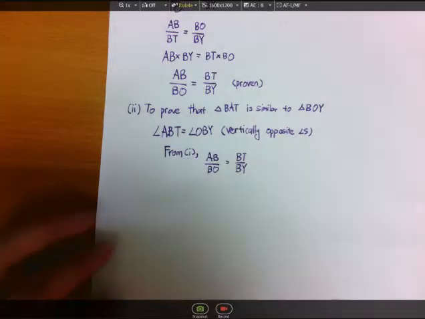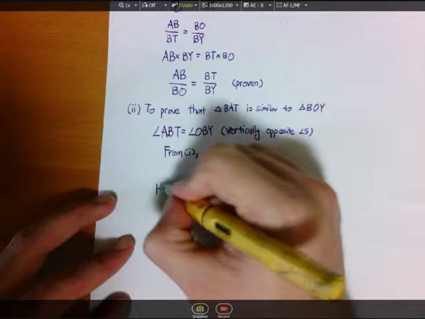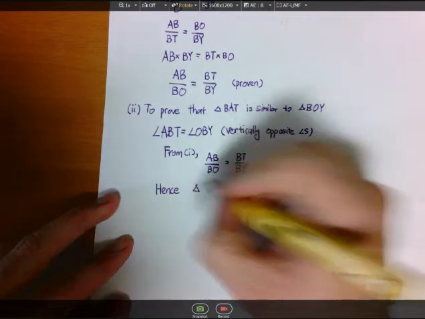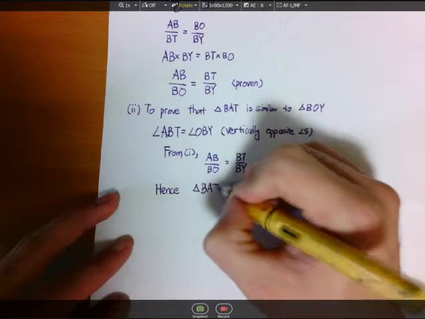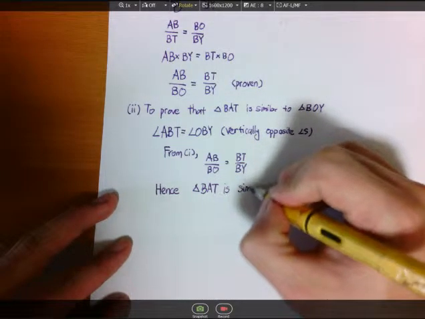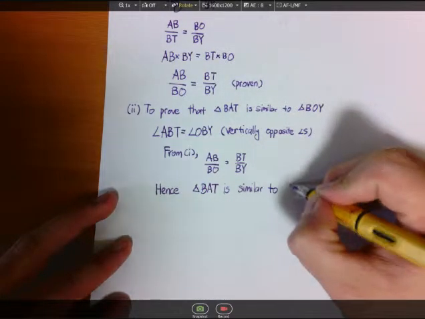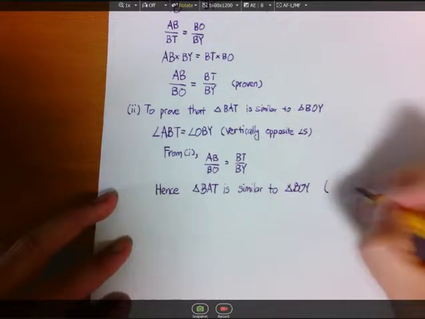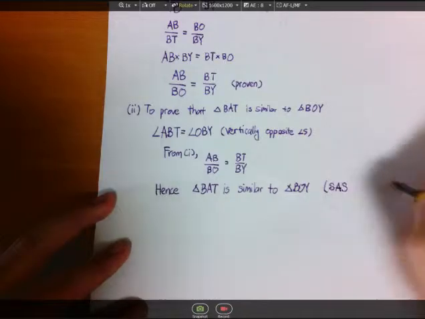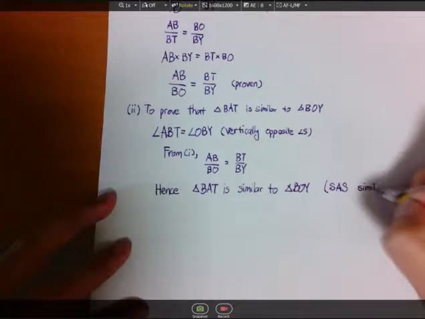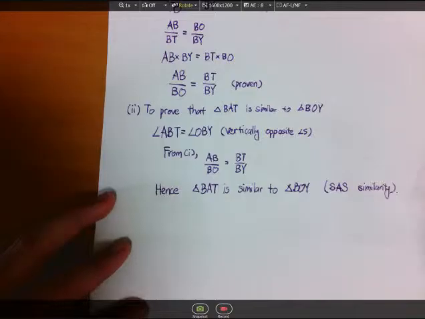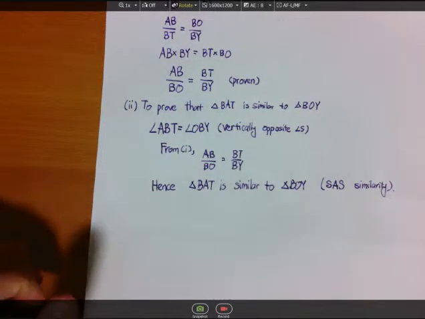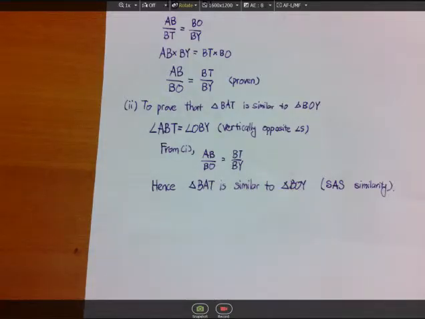So therefore, I can say that, hence, triangle BAT is similar to triangle BOY. Quite simply, and the reason will be SAS, side angle side similarity. And I'm done already. That's all I need to do for question 3. Stay tuned for the next video where I'll go through question 5 and question 7.